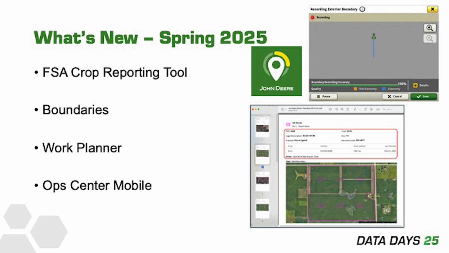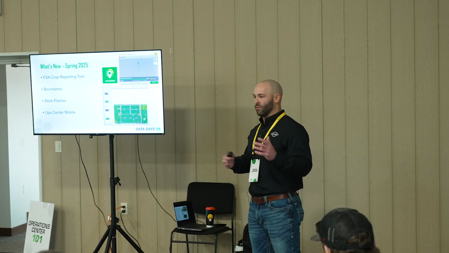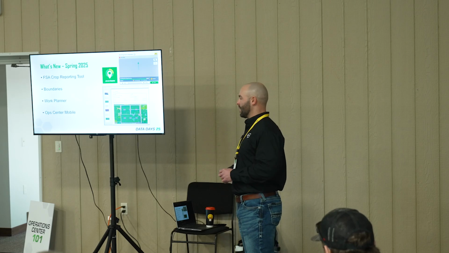So what I'm going to cover here today, in the little bit of time we have, is really focus in on those spring 2025 updates when it comes to Operations Center. We'll have some things on a new Farm Service crop reporting tool that's pretty handy for the upcoming season to get your acres reported. We've got some updates around boundaries, Work Planner, and then Op Center Mobile, just touching on a few things there to tie it all in, because a lot of the web stuff we're talking about is also capable from the app, so you can take that with you anywhere.